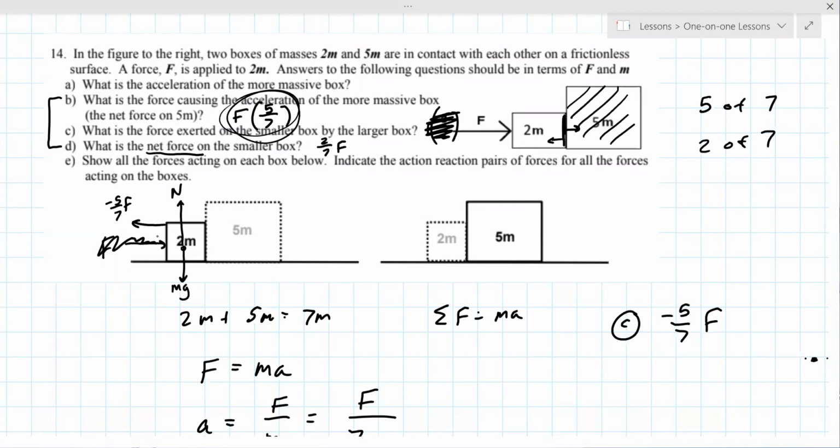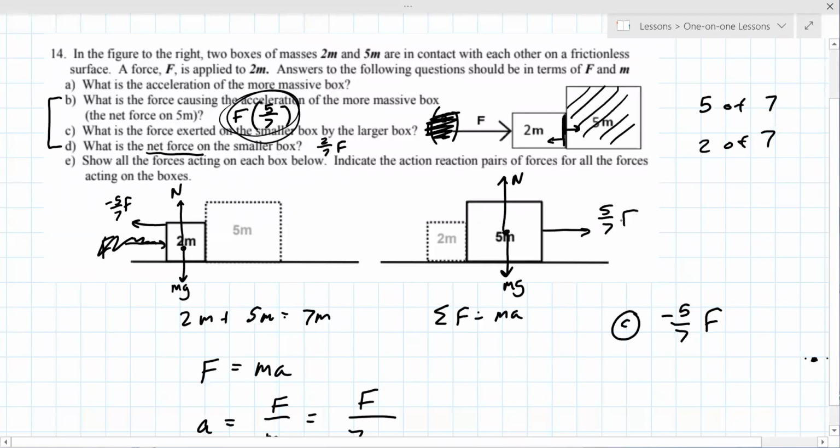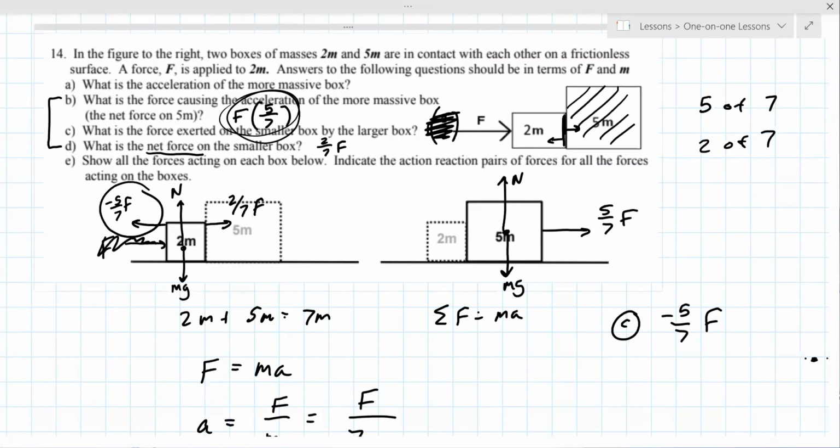For the one on the right, you have mg down and normal up, and then it's the net force. It's really only the net force, the 5/7 F on it. This is where I'm not sure. You can say this, or you can say it's 2/7 F to the right. I don't know what they want for sure.